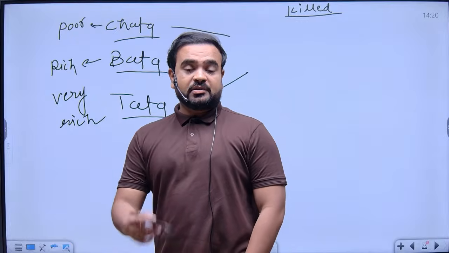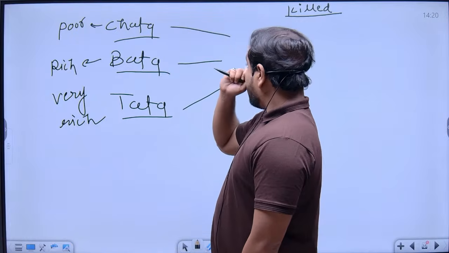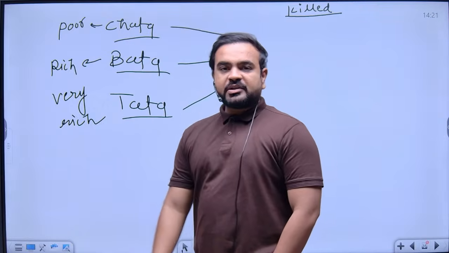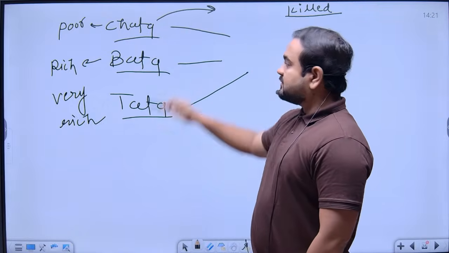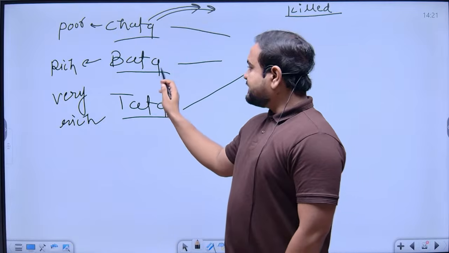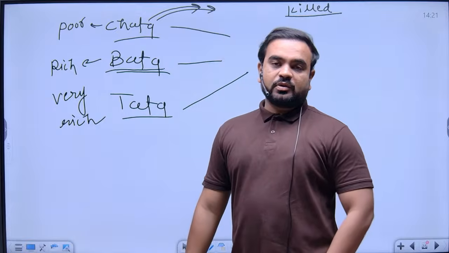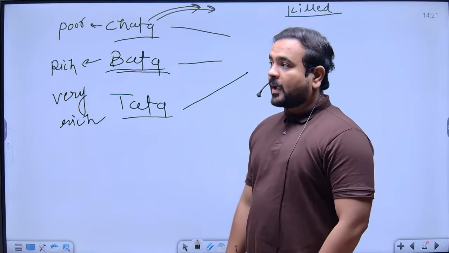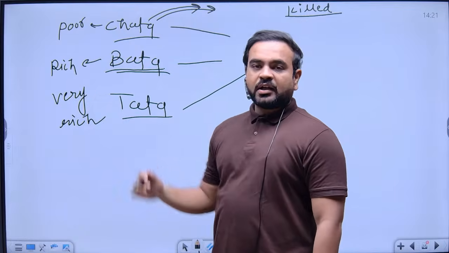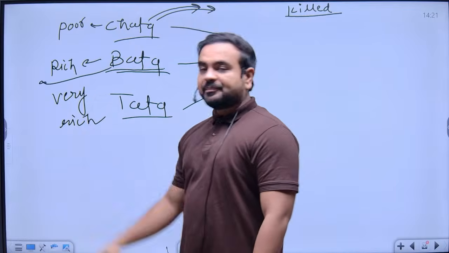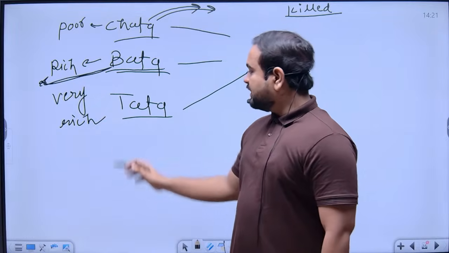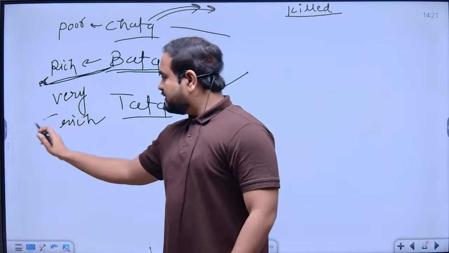What can happen? One possibility is that since Chata is very poor, he is put behind bars in jail. Bata is very powerful and has so much money, so let him go, he is not convicted, he is free. Tata is very rich, so again make him free.